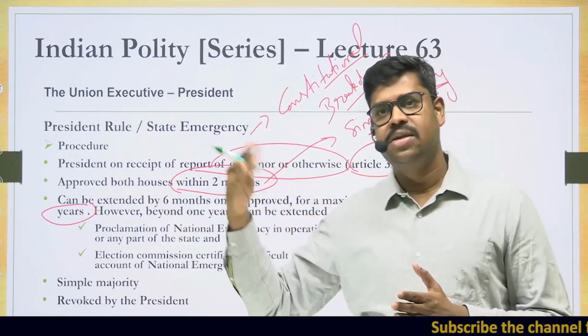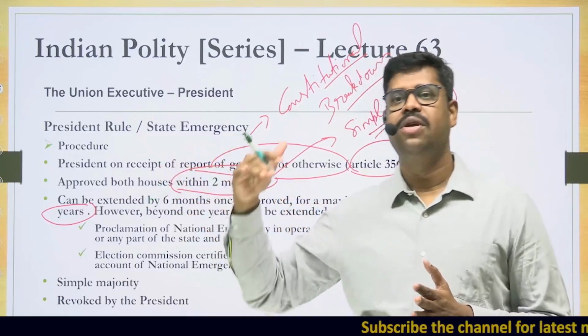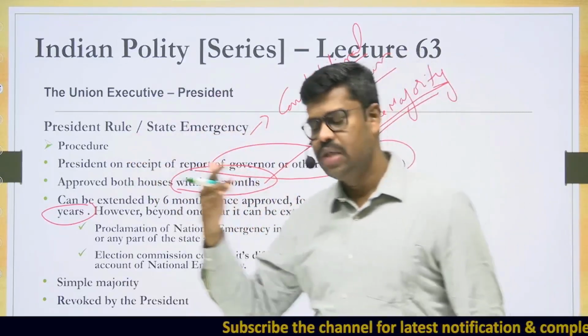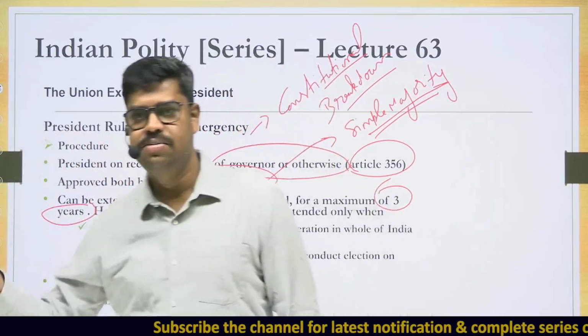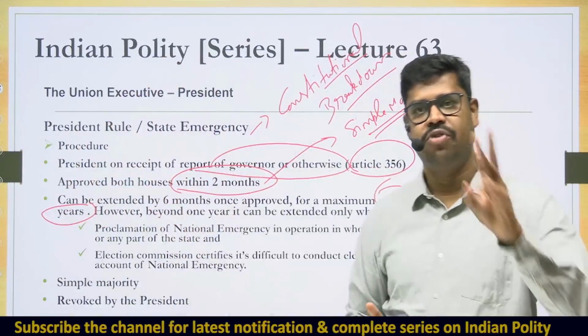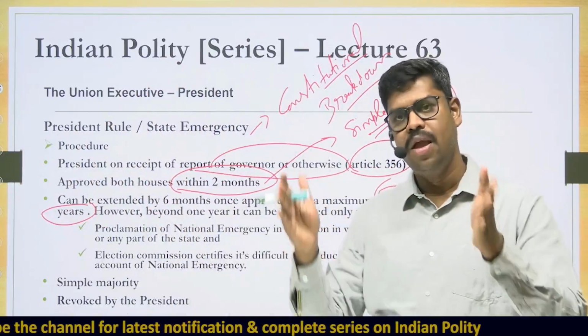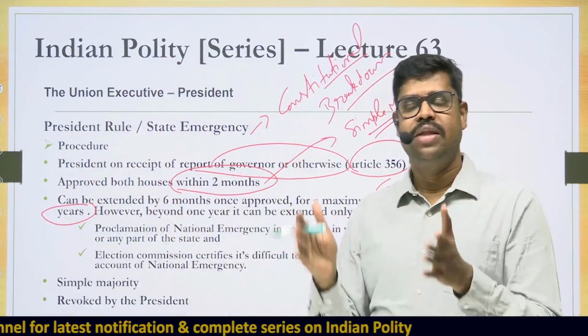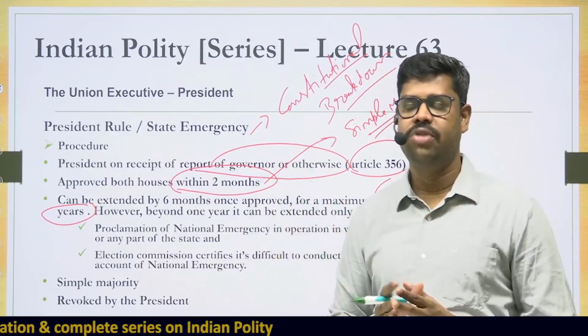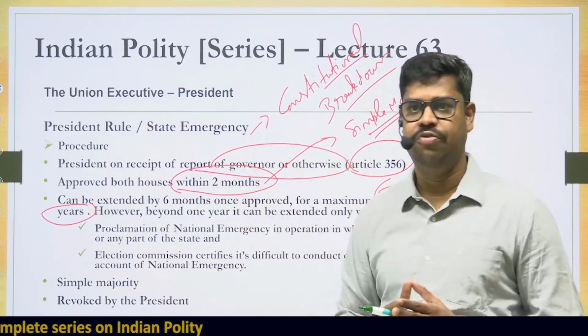And can it be extended further? Yes, it can be extended further by another 6 months, again if the parliament gives the approval. In this way, the parliament can give approval 6 times, and the president rule can be extended in a particular state for a maximum of 3 years, not more than that. Within 3 years, the Election Commission of India has to conduct the election to the Legislative Assembly of that particular state, and the new government has to be formed.